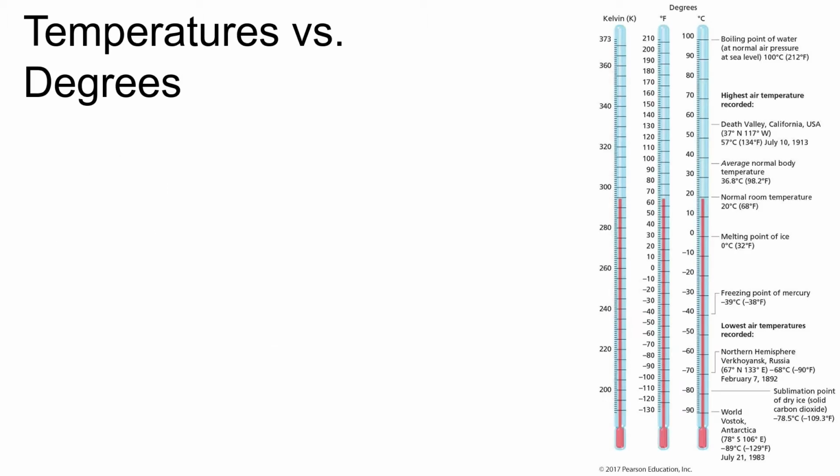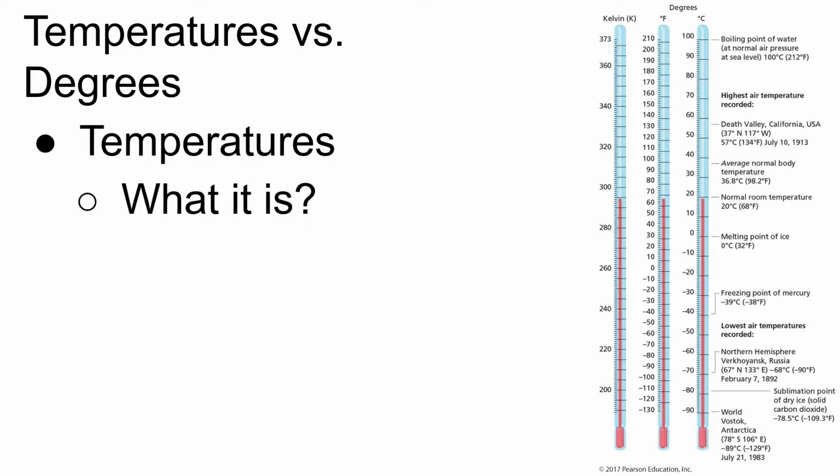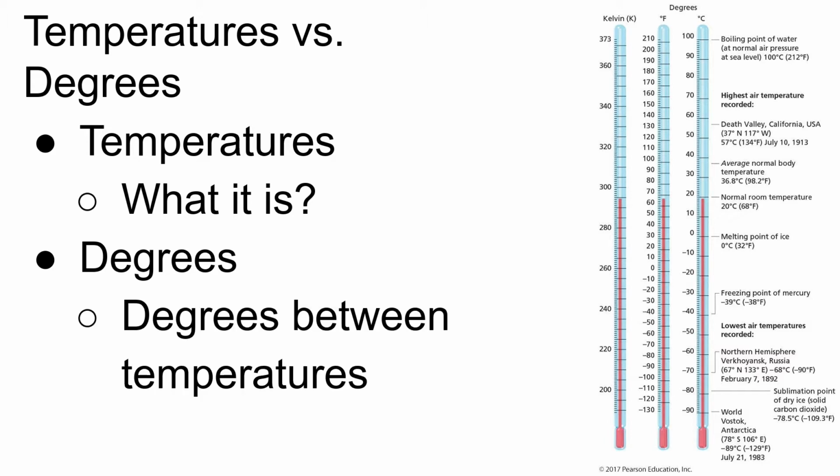So temperatures versus degrees, there's a longer video of this that I've made. Please watch it. I just thought this is such a tricky concept for students, it's worth going over for another couple minutes. So there's a huge difference between temperatures and degrees, and the way you can tell the difference is look for the degree symbol. So temperature is just what it is outside, that's the temperature. Degrees are the number of degrees between two temperatures, and there are different formulas that we use for converting temperatures and degrees. Degrees is the degrees between temperatures.